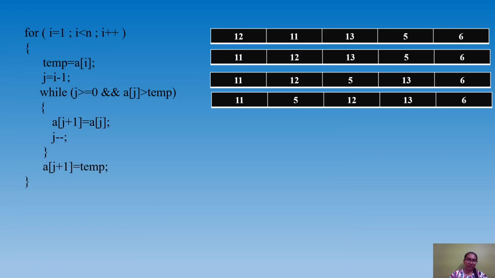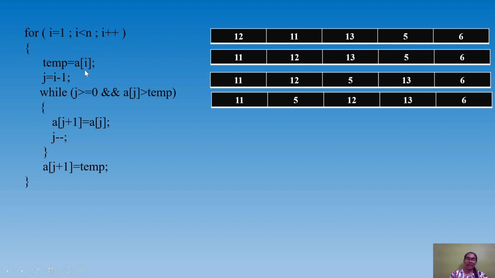Now let us look into the algorithm. In the for loop, we have initialized i as 1 and i is less than or equal to n. n is the number of elements, that is 1, 2, 3, 4, 5. So i will be less than or equal to 5, with an increment.